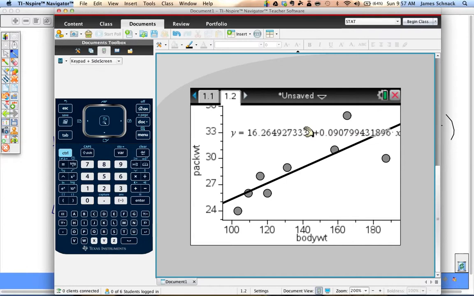We can calculate our least squares regression equation both by hand and using technology. Congratulations, welcome to the big leagues. Have a good day.